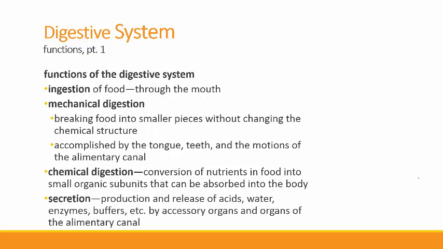Chemical digestion, which is where we take large macronutrients and break them into smaller organic subunits, like amino acids, monosaccharides, fatty acids, and glycerol. Secretion, because we produce a lot of exocrine secretions that moisten, that break down, that change the pH of all the foods, and those are produced by a number of different accessory organs and alimentary canal organs. We'll be talking a lot about secretion later on.